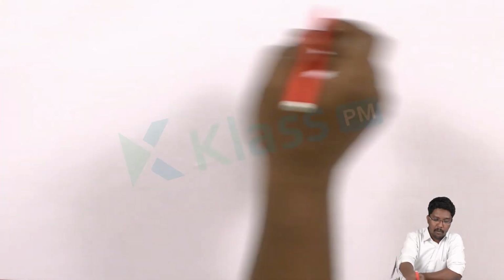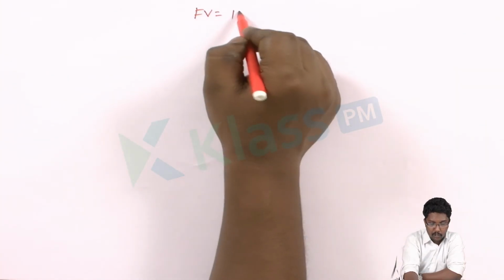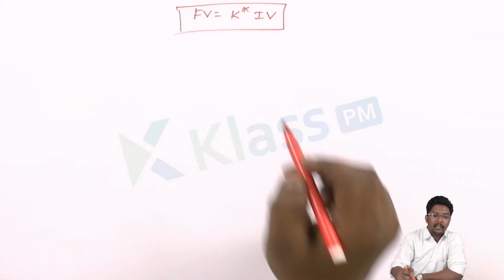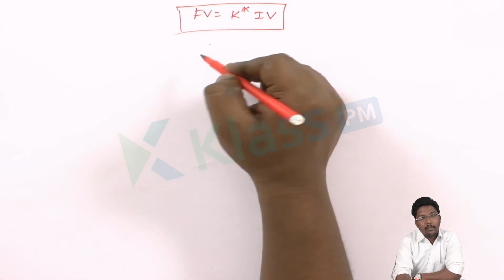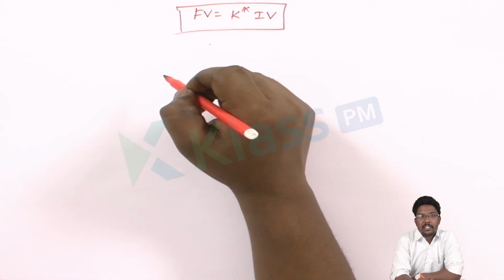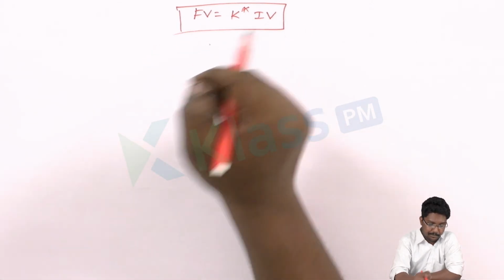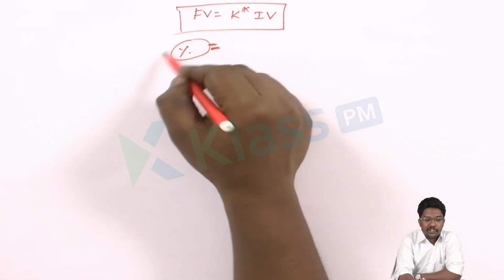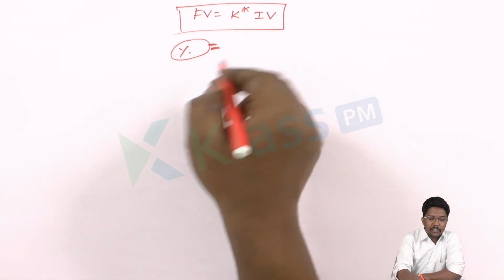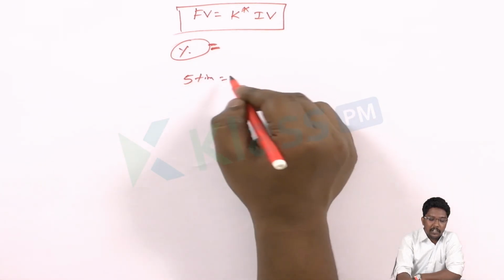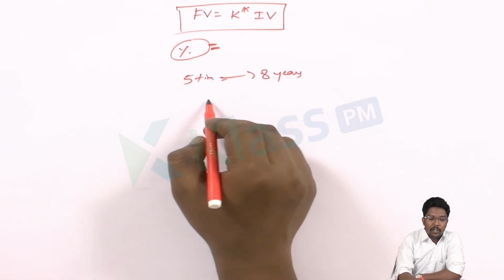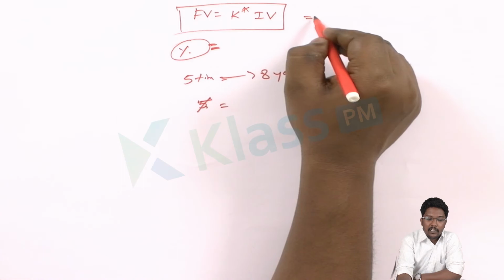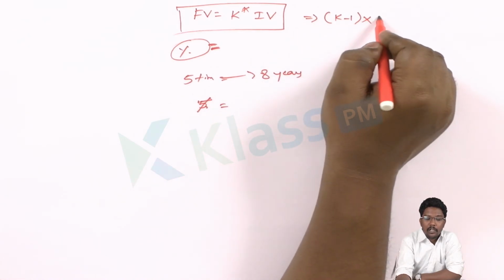Now, if you know the basic formula, final value equals k into initial value. This is the general formula you are using. But if you don't know the difference between itself and more than itself, you can't apply this formula to this type of problems, because we know the final value. What is the final value? It means what is the percentage change. So let us assume this problem: 5 times in 8 years. What is the final value? 5 times. I have to calculate the percentage change. So it is k minus 1 into initial value.